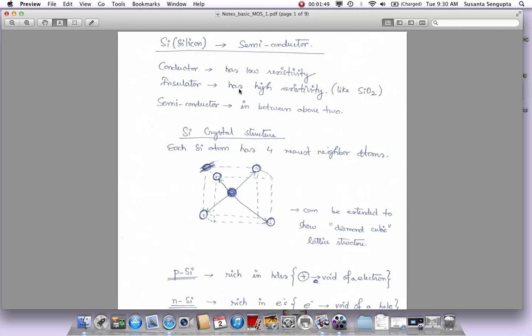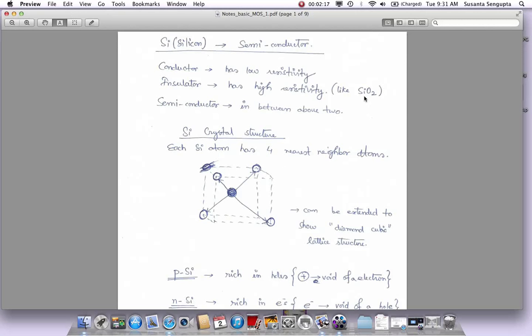Insulators are the ones which have very high resistivity. So if you apply a voltage, they tend to block any current from flowing through them. That is what we call the property of high resistivity. And there are many kinds of insulators. In this particular context, we'll talk about silicon dioxide as an insulator because that is what is being used in building up these MOS transistors. So silicon dioxide is an insulator.